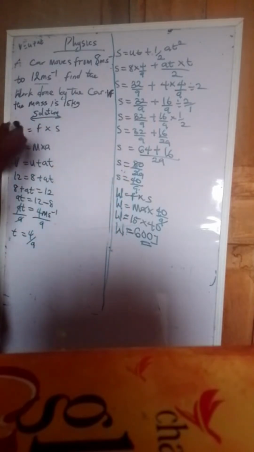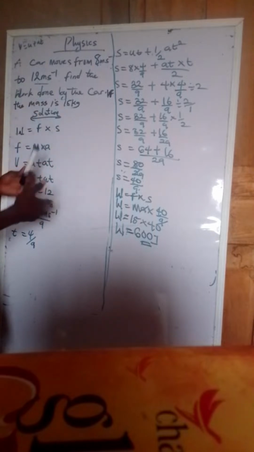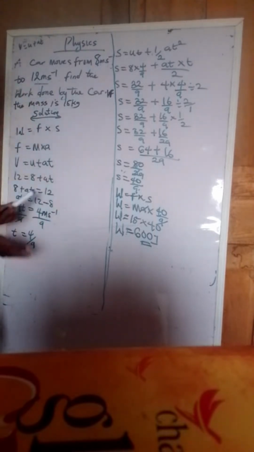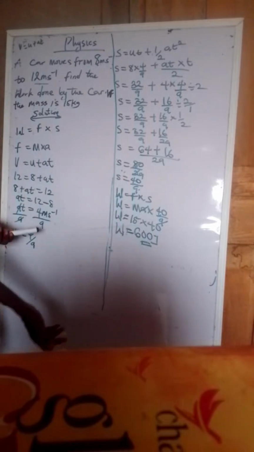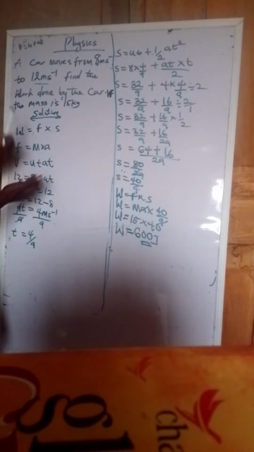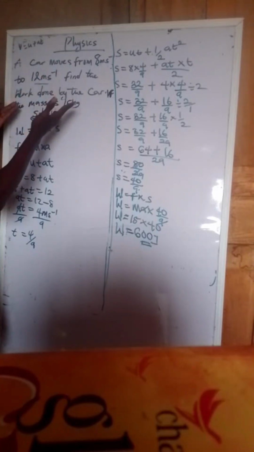So without the use of time, without the use of acceleration, you can still find work done if your mass is given. And even if your mass is constant, you can also find it. So it means that when we are calculating, this is the deep knowledge of physics.